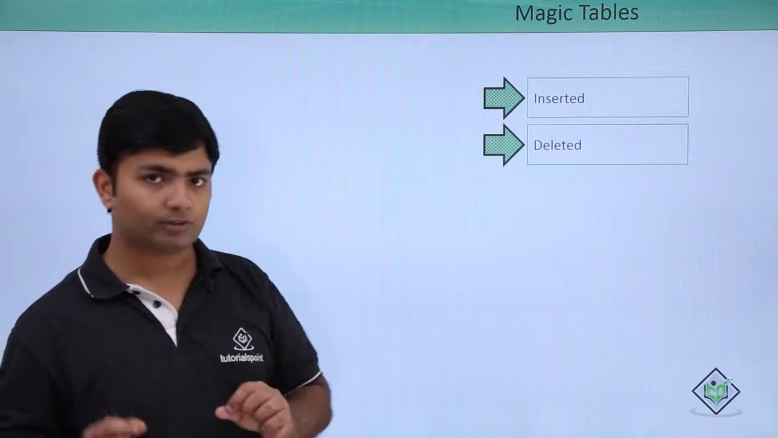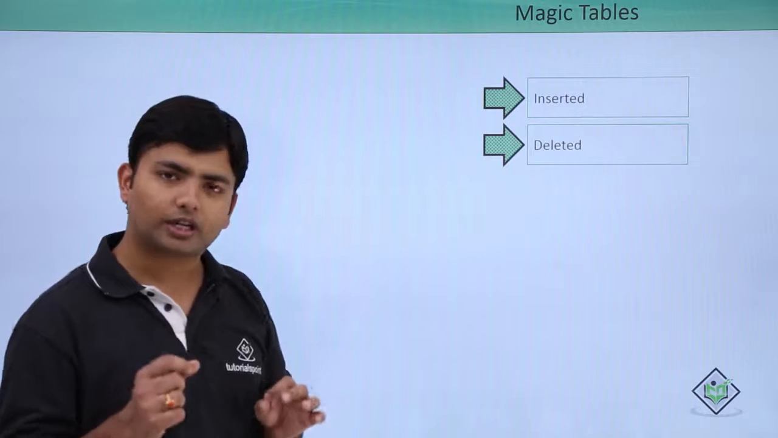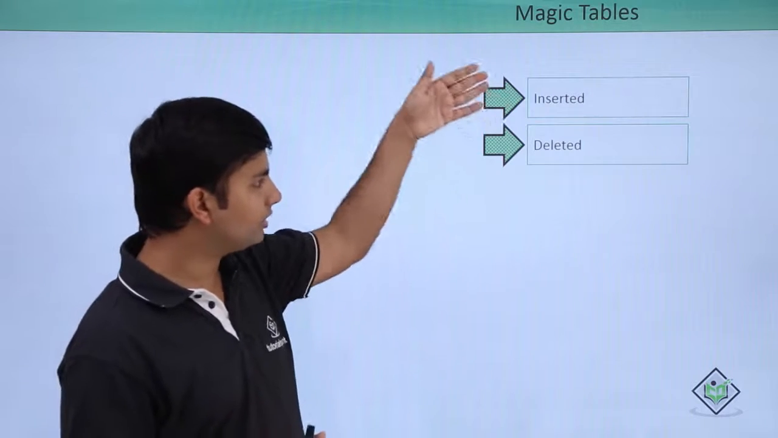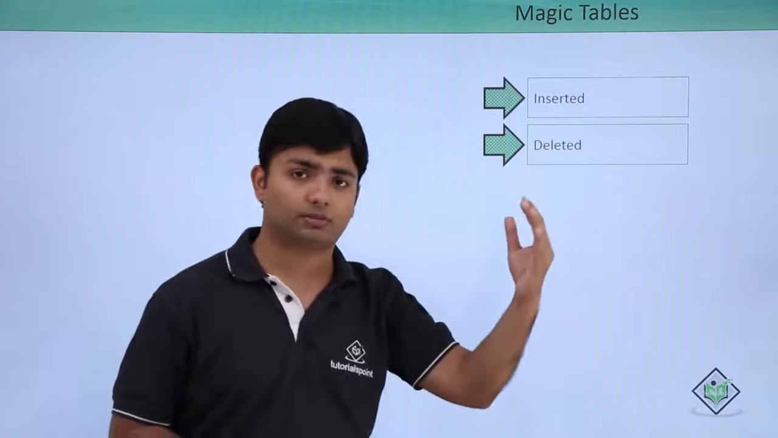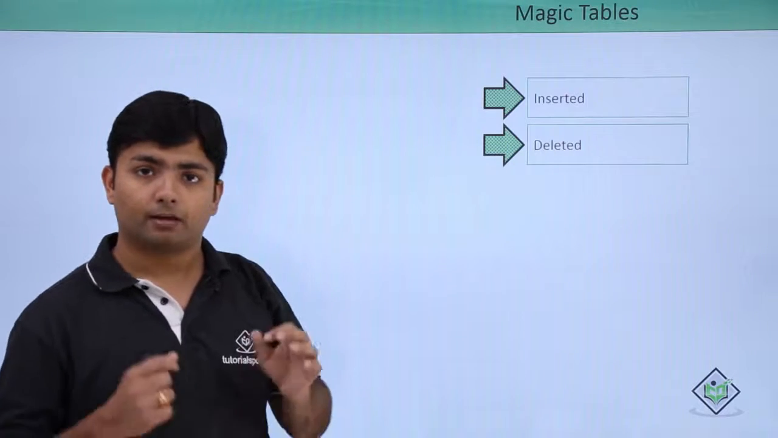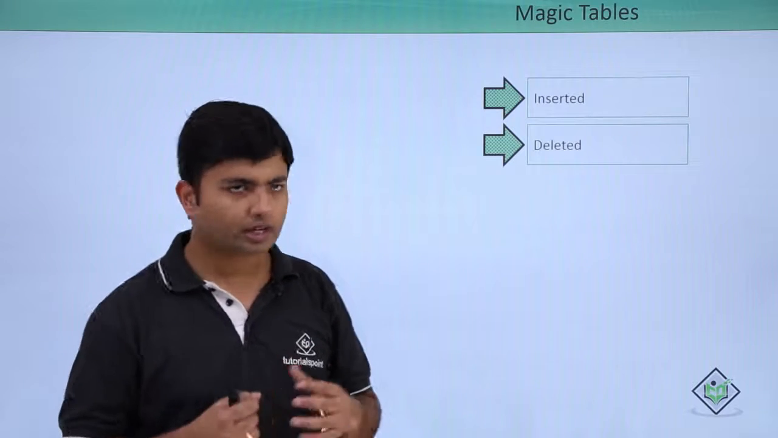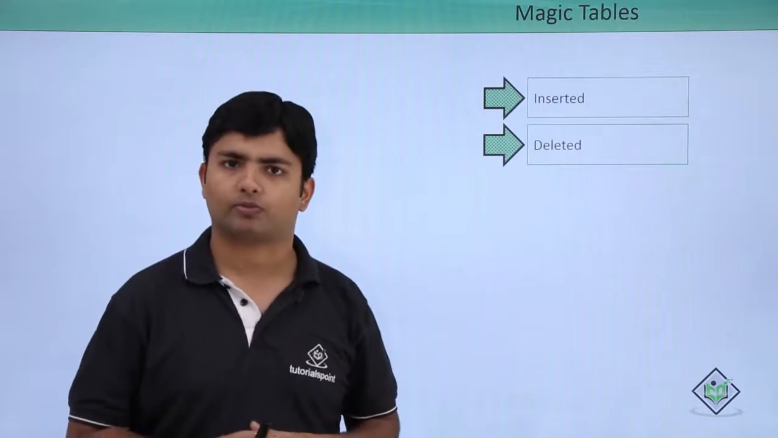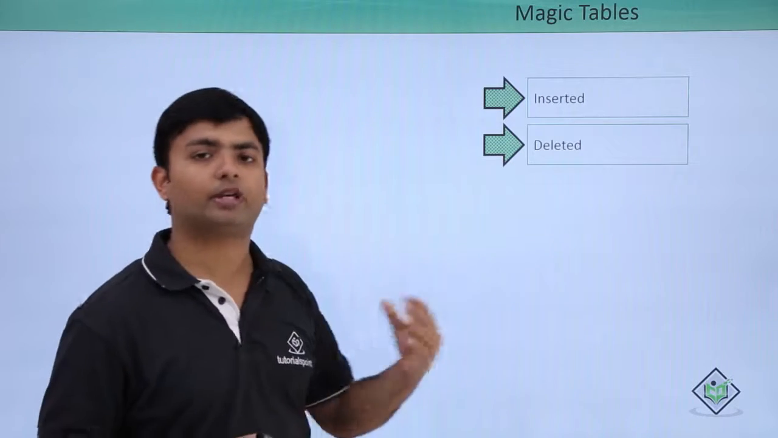Similarly, when you delete some records or a single record, all those records which are getting deleted will be there in the deleted table, and again the structure of deleted and the base table will be the same. But what if you go for an update? Is there any updated table? No. Basically, in an update, both these tables will be in action.